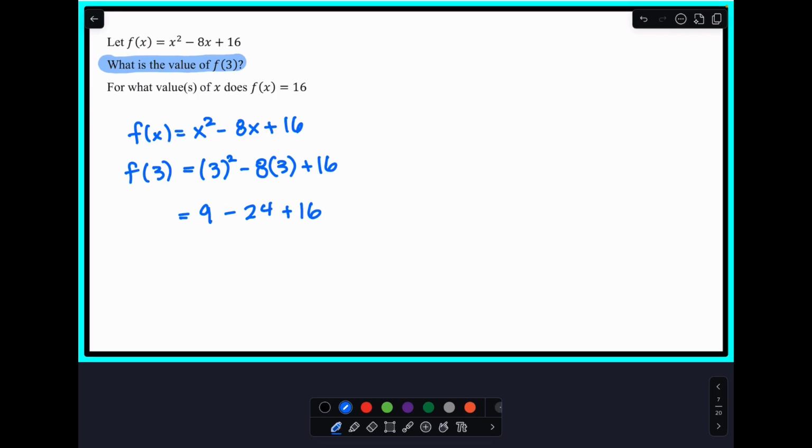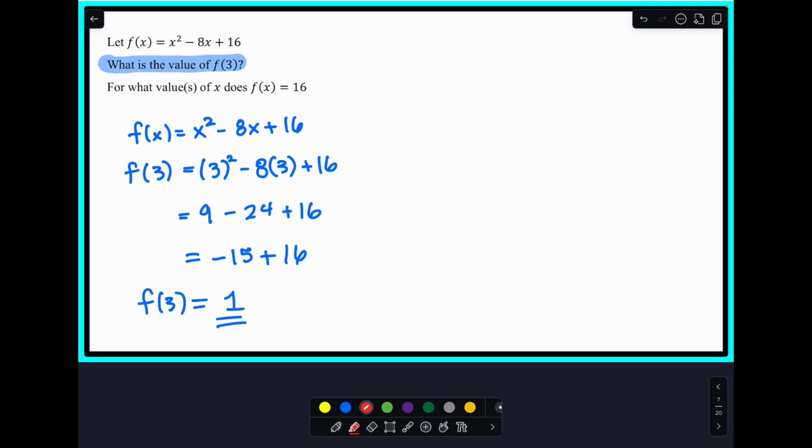So let's see what the value of this is. Here 9 minus 24, that's a total of negative 15. And plus 16, that equals a total of 1. So there is your value of f when x equals 3: 1.